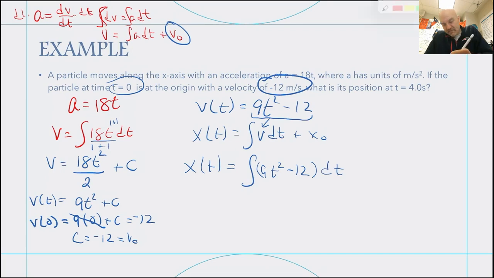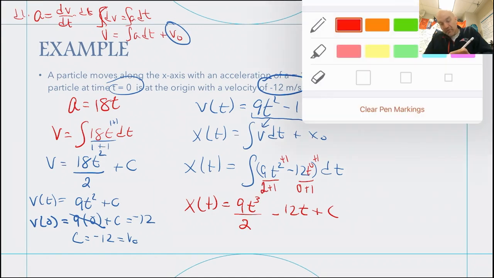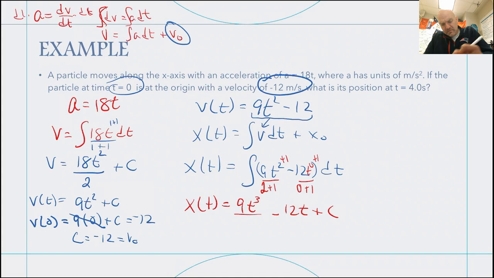Again, the rule is plus 1 over plus 1. So plus 1 over 1 plus 1. Well, this is t to the 0, so plus 1 over 0 plus 1. And so I end up with x of t equals 9t cubed over 2 minus 12t plus c. Oh, sorry, this should be 3, not 2. So it should be over 3. Well, 9 over 3 becomes 3. So x of t, the final function, becomes 3t cubed minus 12t plus c.